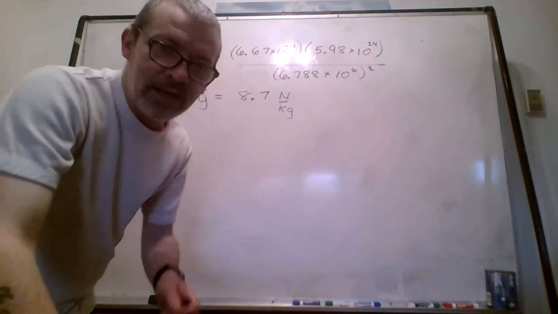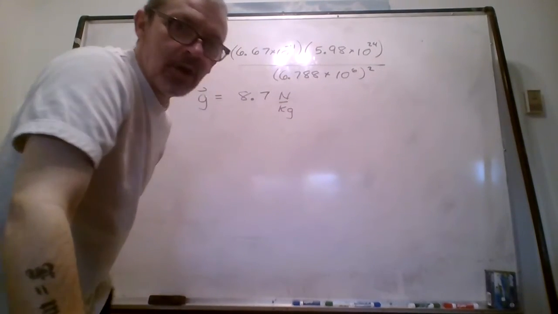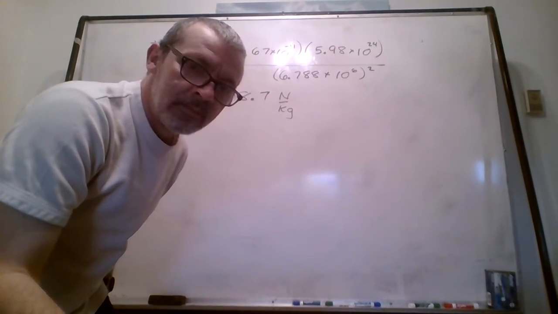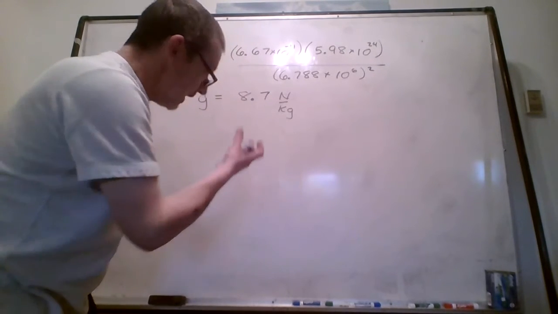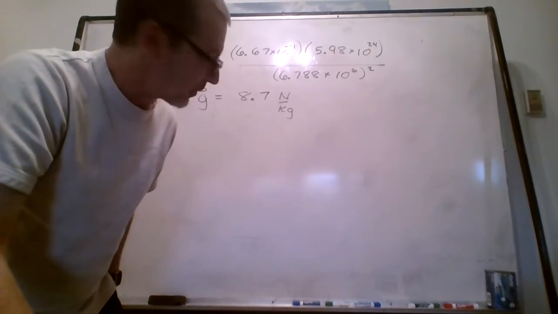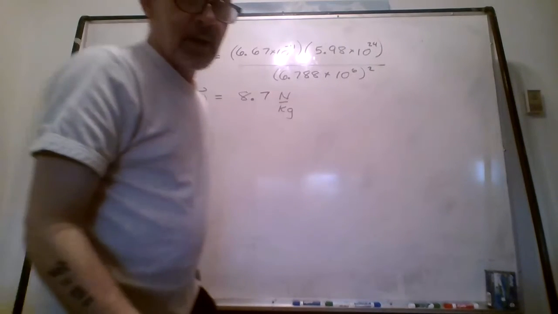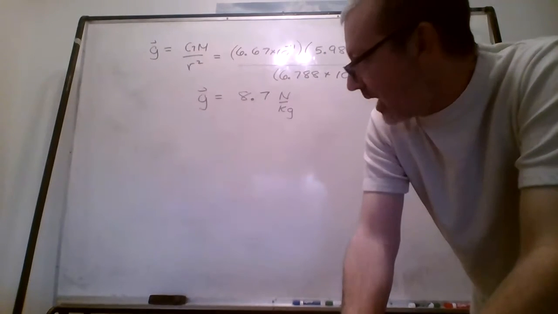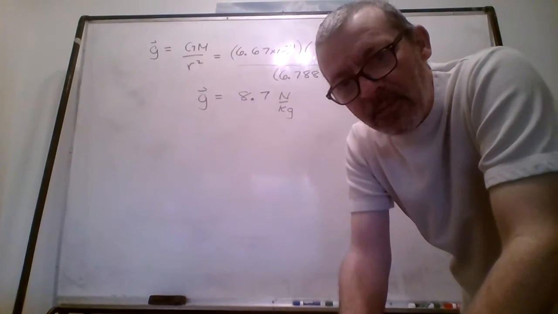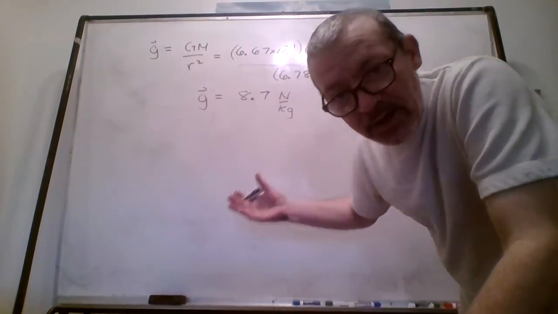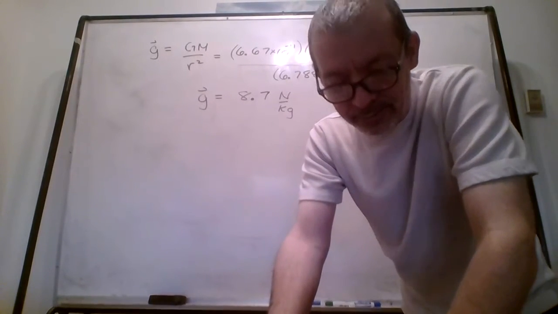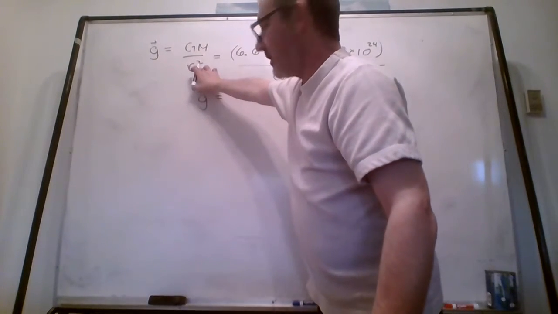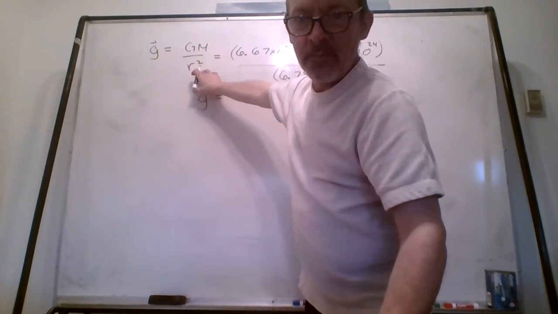Now, it wouldn't be incorrect to say meters per second squared. You could also say that the acceleration due to gravity at that location is 8.7 meters per second squared. I've put down in the notes a couple of suggested practice problems. It's going to be calculator practice and also practicing the mathematical form of the equation, the fact that g varies inversely with the square of r.